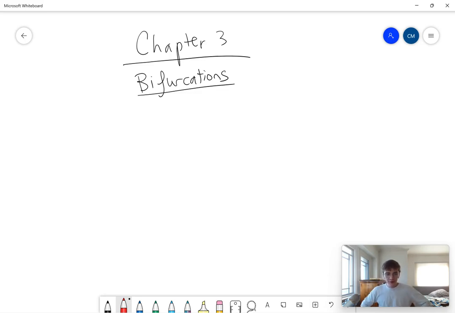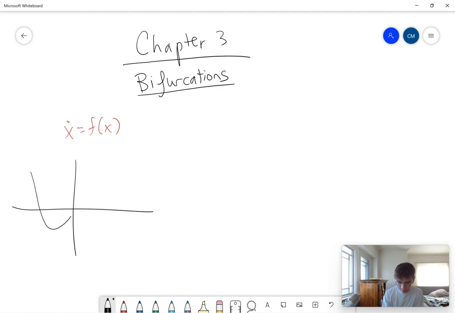Hello. Today we're going to start on chapter 3 of Strogatz chaos theory, which is about bifurcations. So previously we talked about the system x dot is equal to f of x. And if I were to graph some function f of x here, x and x dot, I can determine the behavior of my system x of t, and I interpret it as just flow on this x-axis.